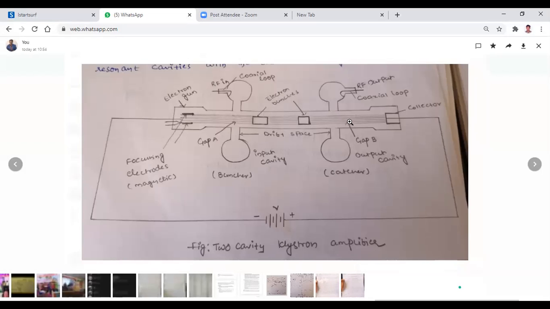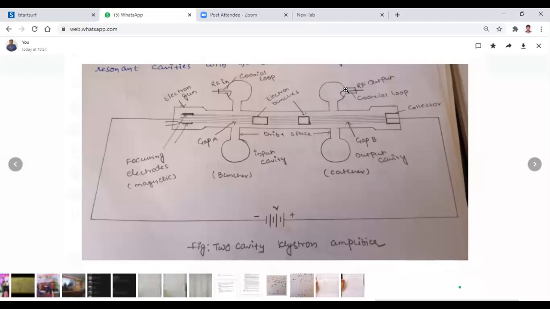That means you can say that in the input cavity there is less power, and in the output cavity more power, so amplification is done. Like that, the RF signal is entering into this input cavity. Even with a low power signal, with the proper design you can collect more current. That means the amplified RF signal is collected by the catcher cavity. Like that, this two cavity Klystron can act as an amplifier.